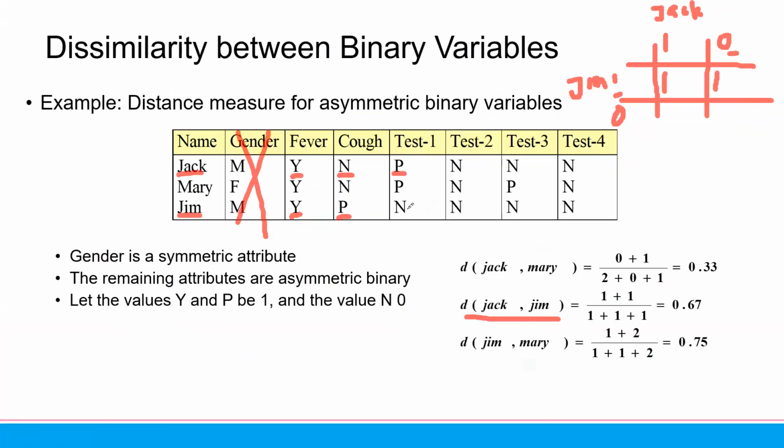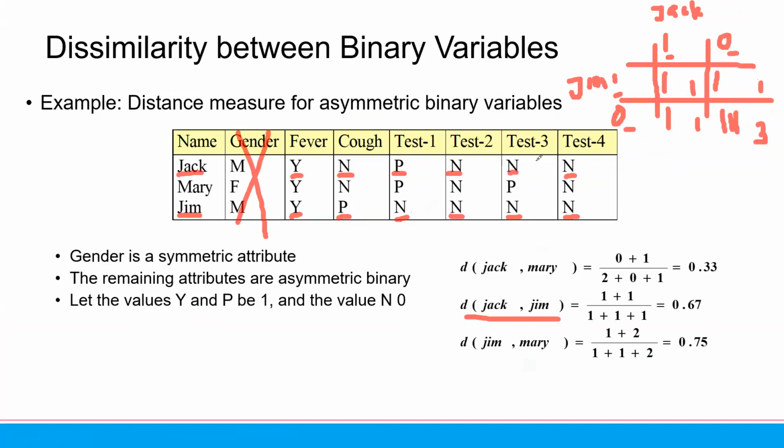P and N. So Jack is positive, which is 1, and Jim is negative, 0. So we have 1. N and N. Jack is N, Jim is N. So we have another 3. So at the end, we have 3 items here. We have 1, we have 1, and we have 1.